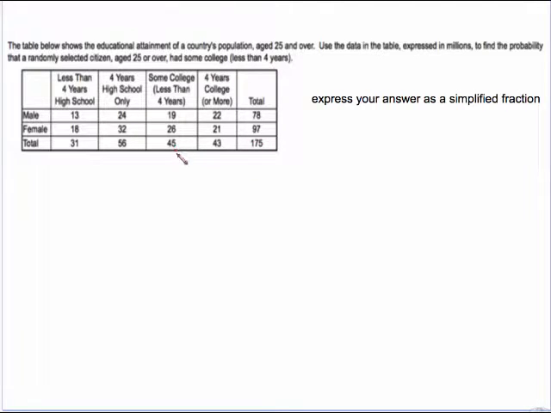Here's another one of these chart problems. This says the table shows the educational attainment of a country's population age 25 and over. Use the data in the table expressed in millions to find the probability that a randomly selected citizen age 25 or over had some college, which would be less than 4 years of college. So look through here. What do we have for less than 4 years of high school, 4 years of high school only, some college, that's the column we want, and we want the total. So there are 45 who had some college only out of a total of 175.